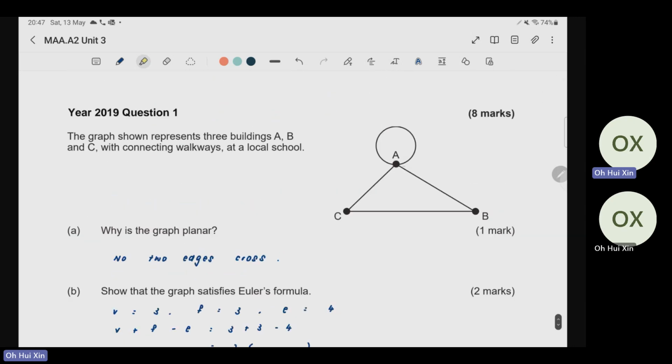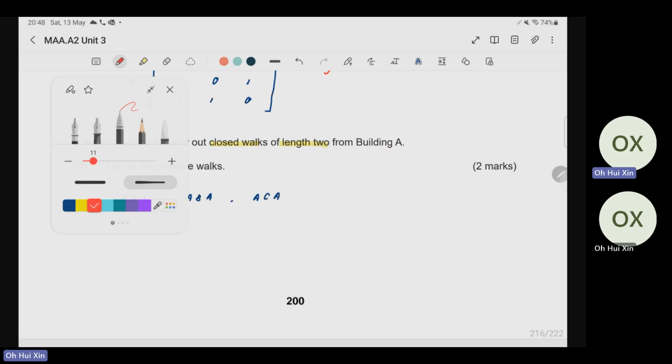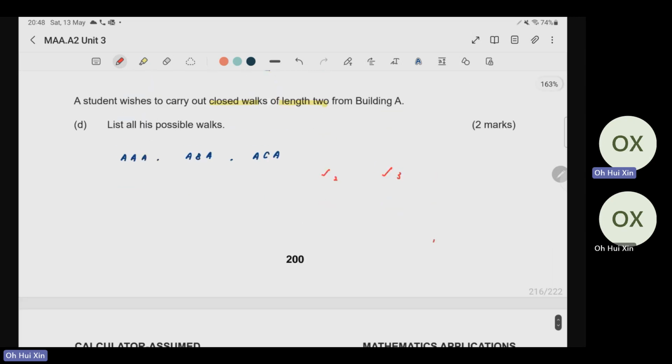The first one is that we can go through the loop, right? So A can be 1. Then you can go from A to B, then go back to A. That's second. You can go from A to C, then go back to A as well. That's the only 3 that you can do for a closed walk of length 2. So the possible walks are AAA, ABA, and also ACA. Successfully getting 2 of the walks, you get 1 mark. Get all the 3, then you get your second mark. This is how the 2 marks are given for this question. So that's it for this question.